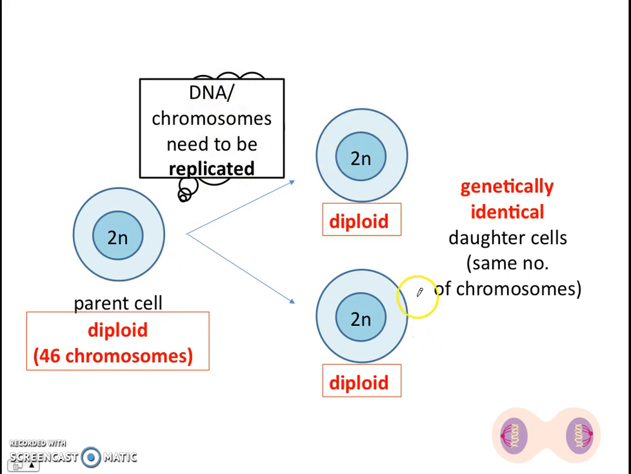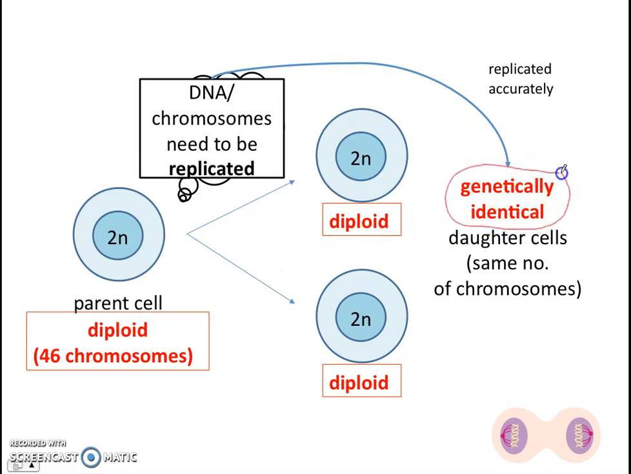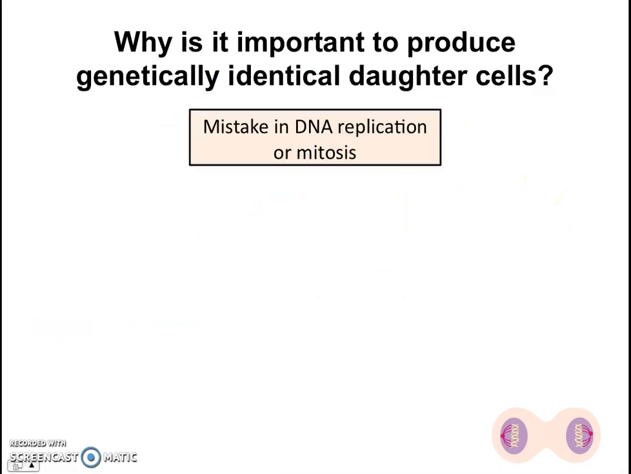And it's of very, very crucial importance that replication must be accurate. We need to make sure that all 46 chromosomes are replicated and that they're replicated accurately. If anything goes wrong, then the daughter cells that are formed will not be genetically identical. There will be some differences, and if there are differences, then there will be problems. Now that brings us to the question of why is it important to produce genetically identical daughter cells?